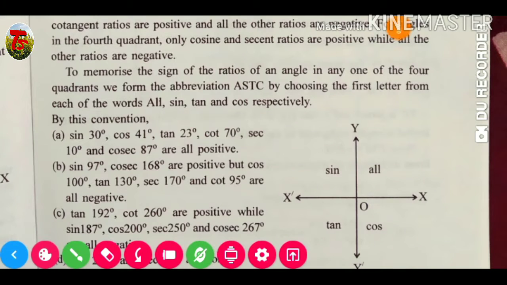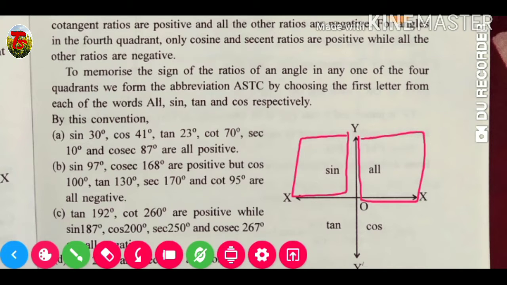To memorize the sign of the ratios of an angle in any of the four quadrants, we form the abbreviation ASTC. First quadrant is our A. A means all. All ratios of trigonometry will be positive only. S in second quadrant, that means sine, and sine is related to cosec. So sine theta and cosec theta will be positive, and remaining all will be negative.